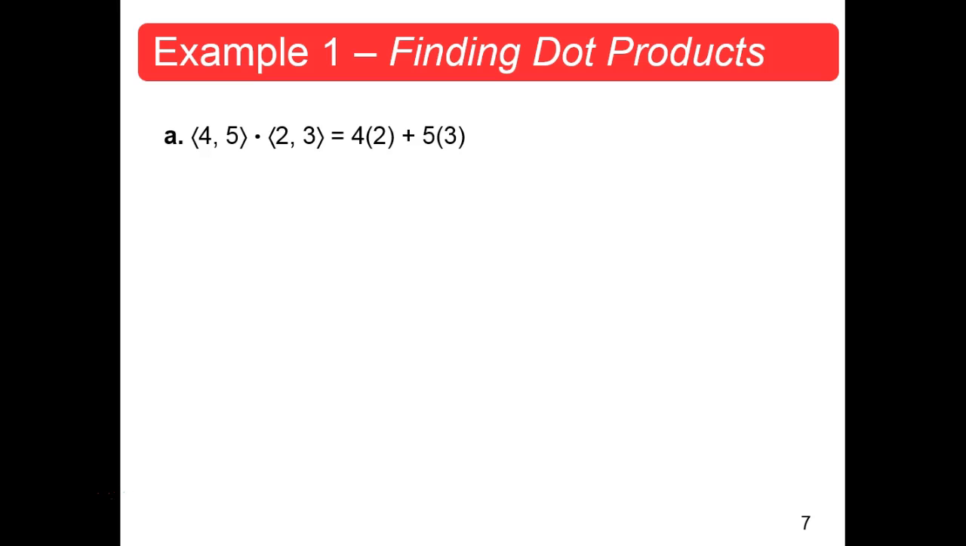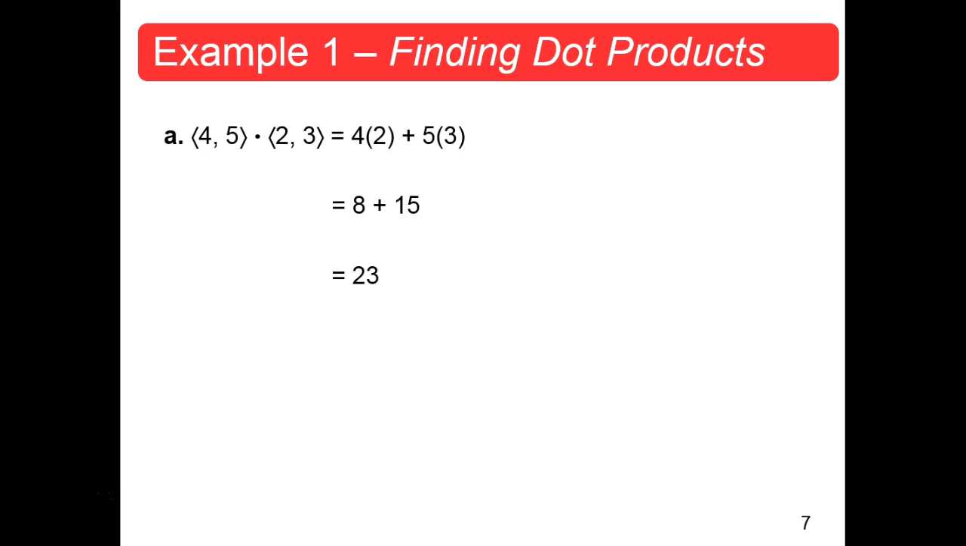Okay. What would that be? 4, 5 dotted with 2, 3. Those are components of two vectors. So it would be 8 and 15, plus 15, which is 23. Perfect. 4 times 2 plus 5 times 3, which is 8 plus 15, which is 23. A scalar number, okay? A number. So a dot product always produces a scalar.